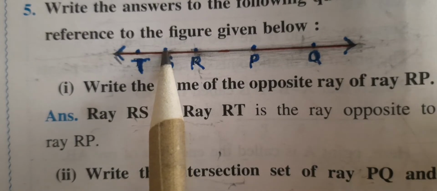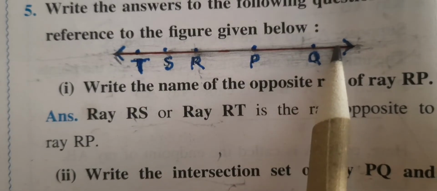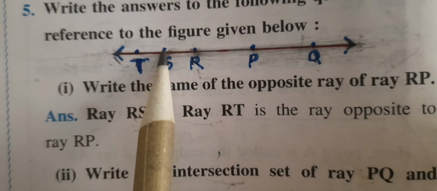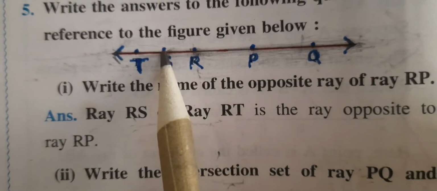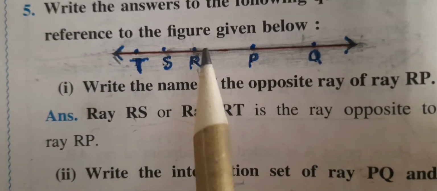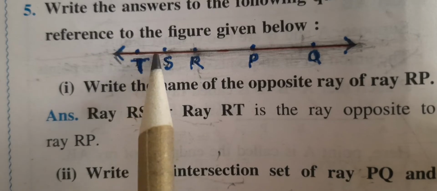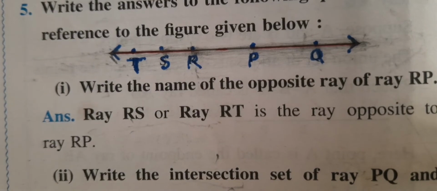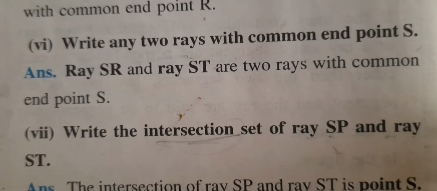Ray SP starts from S and goes in the direction of P. This is ray SP. And ray ST starts from S and goes in the direction of T. So ray SP and ray ST are opposite rays. The two opposite rays have one and only one common point, that is the common endpoint. So we have to say point S. The intersection set of these two rays is point S. Okay, this completes sum number 5.